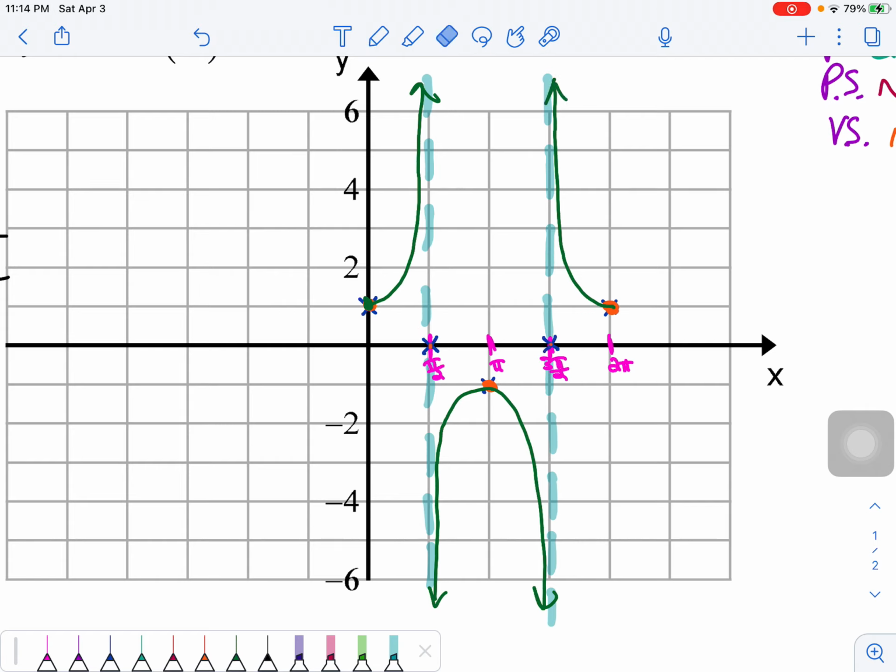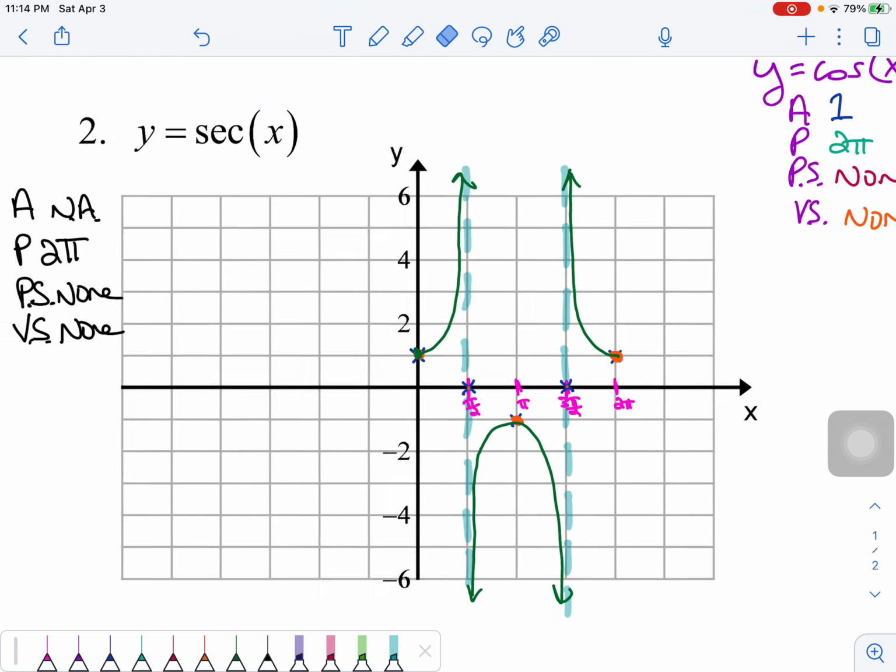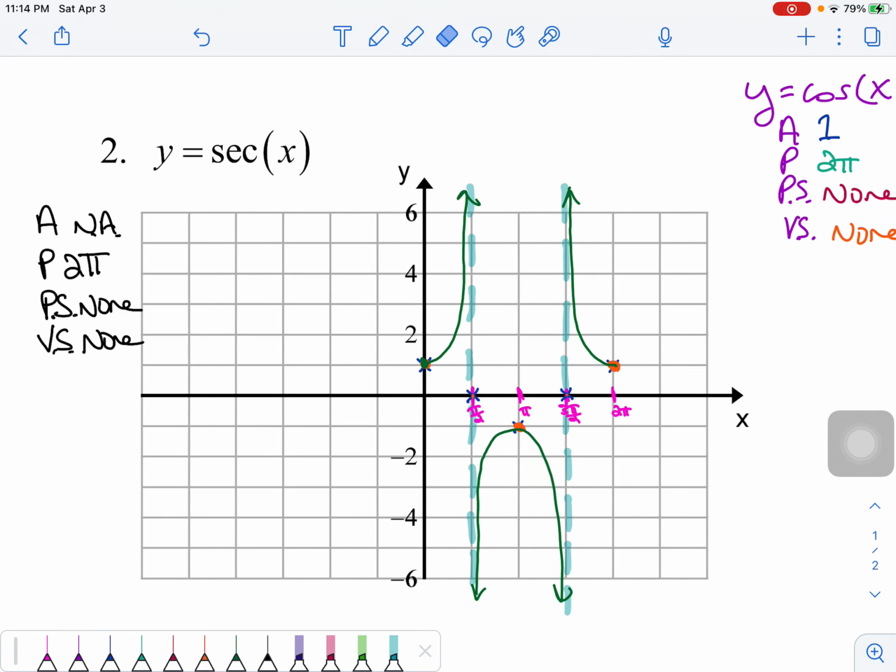I am going to delete out the cosine curve that I drew in because it is not needed. In fact, you need to get rid of it. Apparently I got rid of my eraser there. Okay. So that is one cycle of the secant curve.